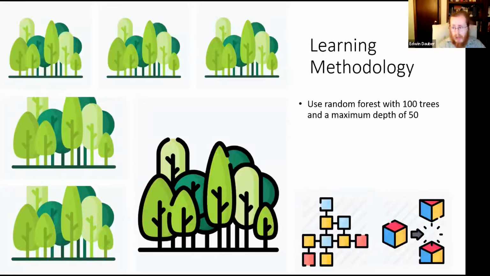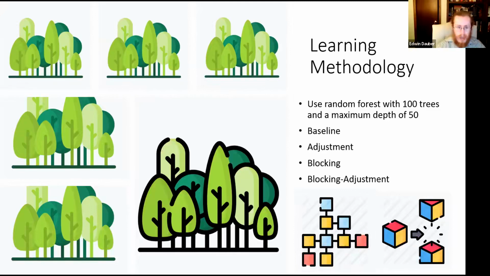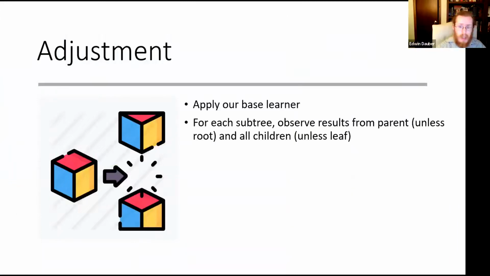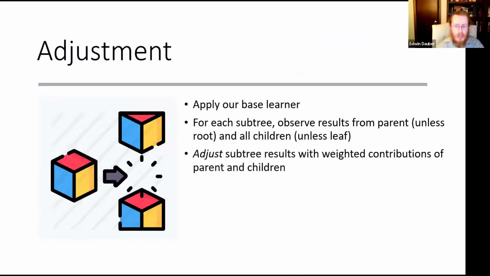So we use a random forest with 100 trees and a maximum depth of 50. This serves as our baseline. We then use techniques we call adjustment and blocking adjustment that I'll describe briefly now. More details can be found in the paper. So for adjustment, we start by applying our base learner. And then for each subtree, we observe the results from the parent, unless it's the root, and all the children, unless it's a leaf. And then we adjust the results for our subtree with weighted contributions of the parent and children.